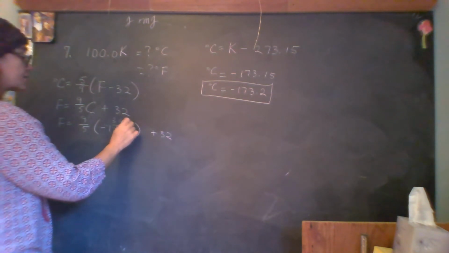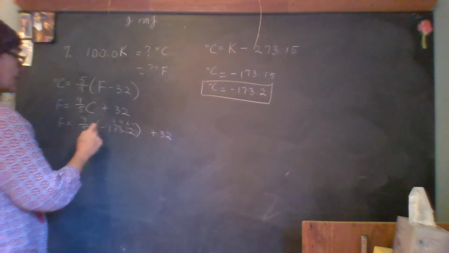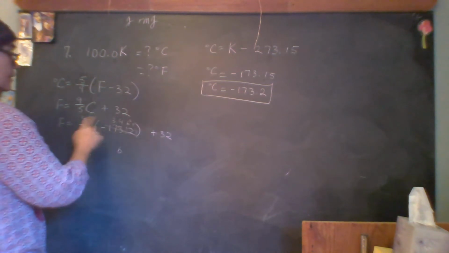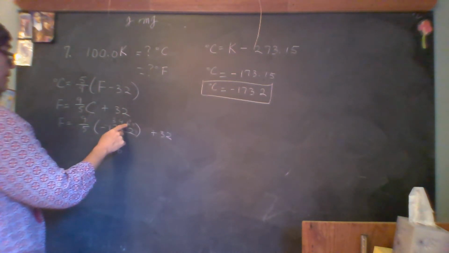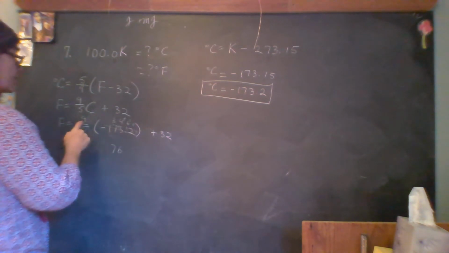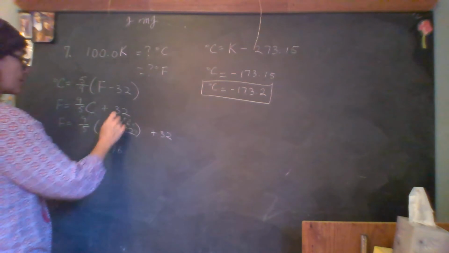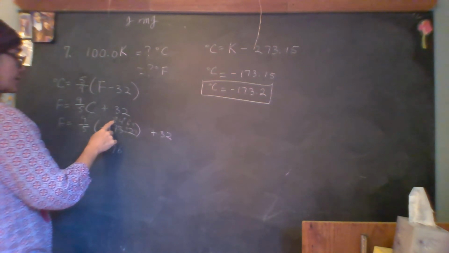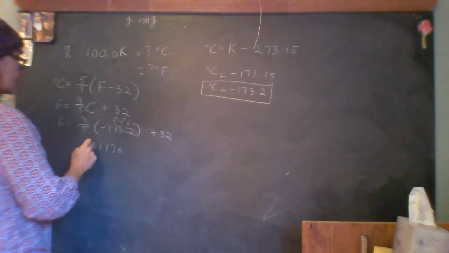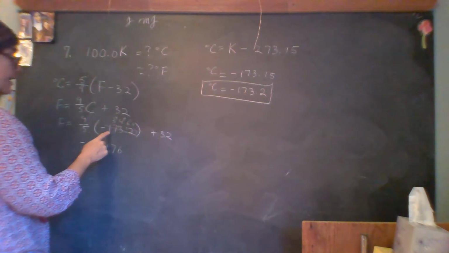So 5 goes in here, 3 with 2 left over, 4 with 3 left over, 6 with 2 left over, 4. Multiply by 9. 9 times 4 is 36, 54 plus 3 is 57. Carry the 5. 9 times 4 is 36 plus 5 is 41. 27 plus 4 is 31. So we get negative 311.